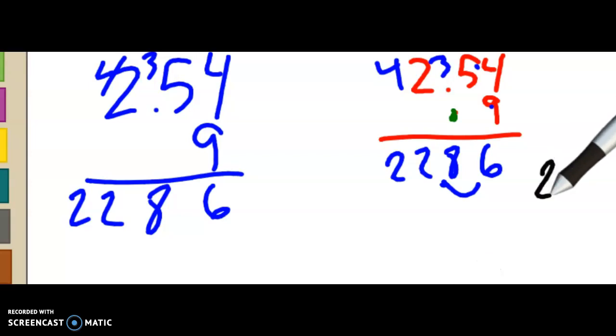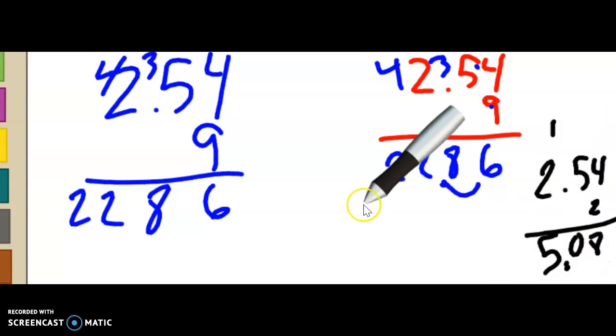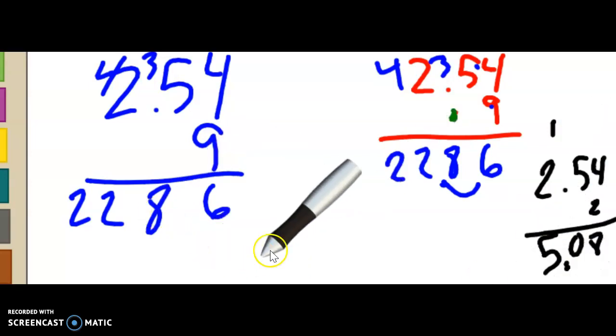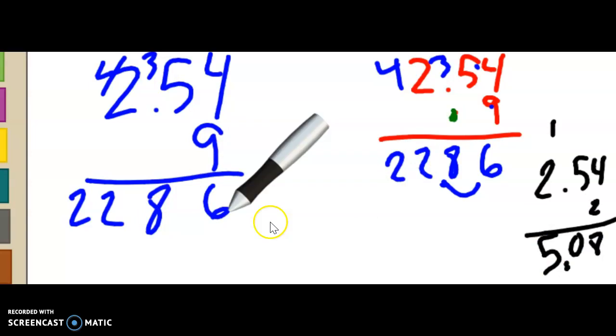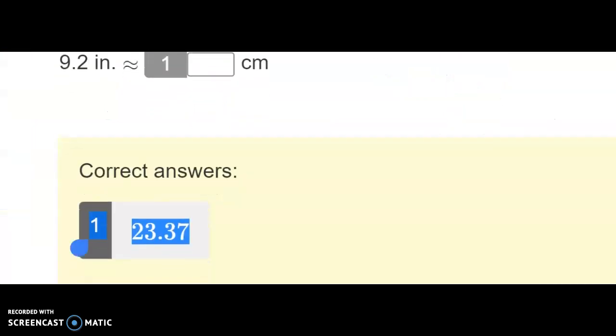So I'm now going to take my 2.54 and I'm going to multiply that by 2. And that's going to give me 8 and 10. And 2 times 2 is going to give me 4 plus 1 is 5. I've got to move this over 2 decimals. So now I'm going to add this over here. When we round up, it comes out to 23.37.